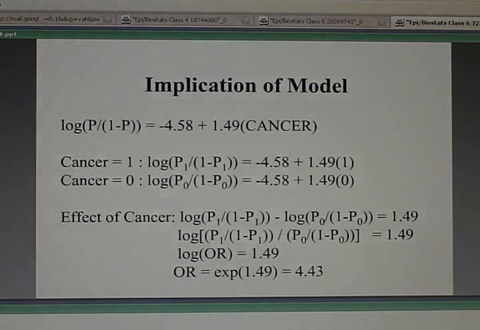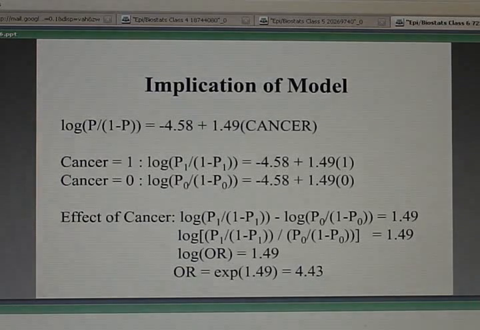So if you take the odds of dying for a cancer patient and divide it by the odds of dying for a non-cancer patient, that's what the odds ratio is, a ratio of two odds. So this 1.49 is nothing more than our log odds ratio. If you want, you can get rid of the log by taking the exponential function of that. So your odds ratio would be e to that number, 4.43.